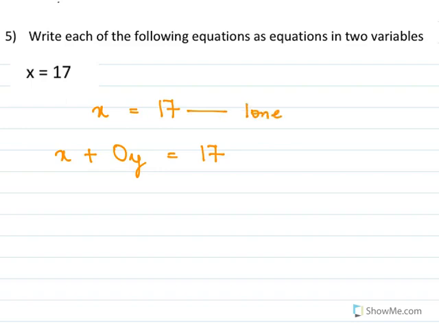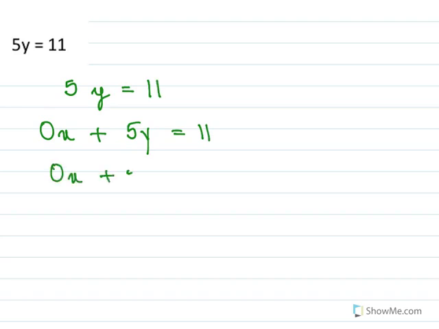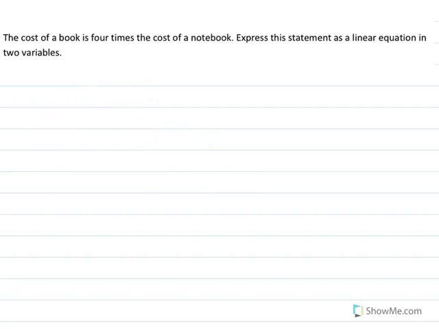This was an equation in one variable, since there was only x. This is an equation in two variables. The next one is 5y equal to 11, and you notice there is only one variable, that is y. There is no x, so we put 0x plus 5y equal to 11. If you want, you can write it in standard form. This is not compulsory, but for this sum, you can write it in standard form in this manner.